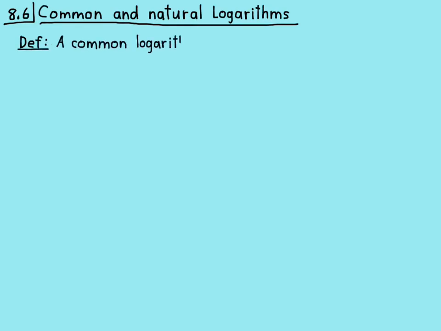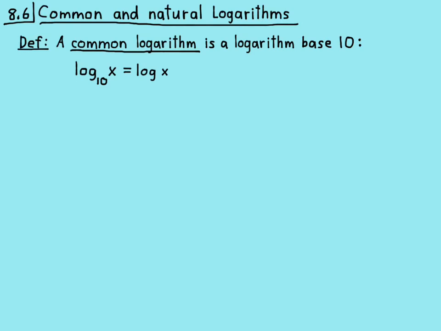So first, a common logarithm. Common logarithm is a logarithm base 10. Okay? And log base 10, we usually don't write the 10. That's how common it is. It's kind of like square root. You don't write the index 2 usually. Why? Because square root is actually the most common radical, right? It's more common than a cube root, a fourth root, fifth root.